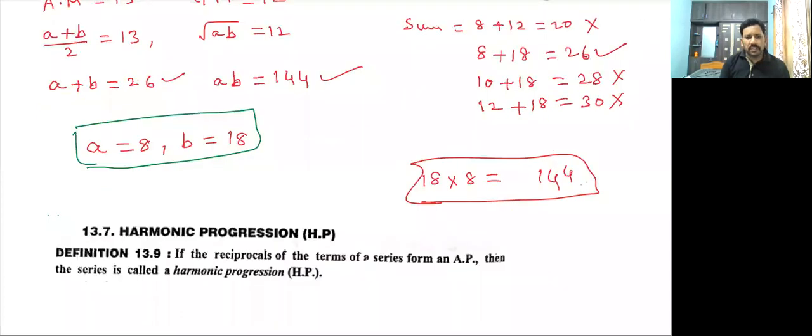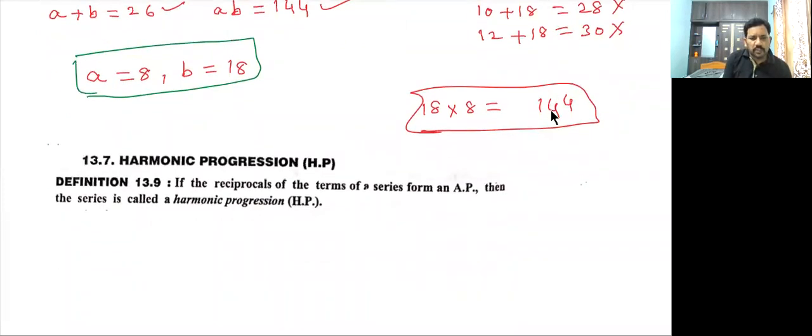Now I am going to discuss HP. What does harmonic progression mean? If the reciprocals of the terms of a series form an AP, then the series is called a harmonic progression. That means AP and HP are reciprocals of each other.